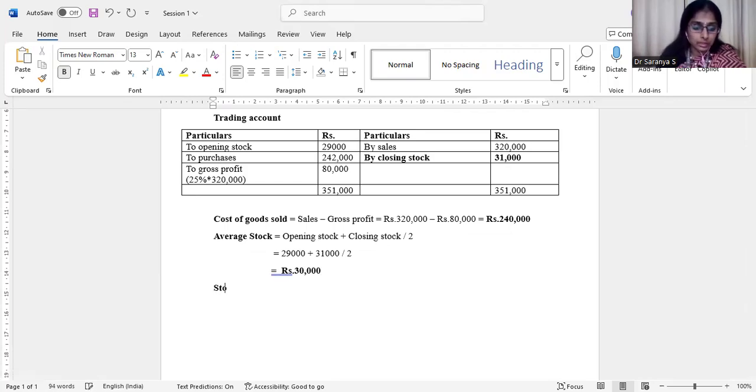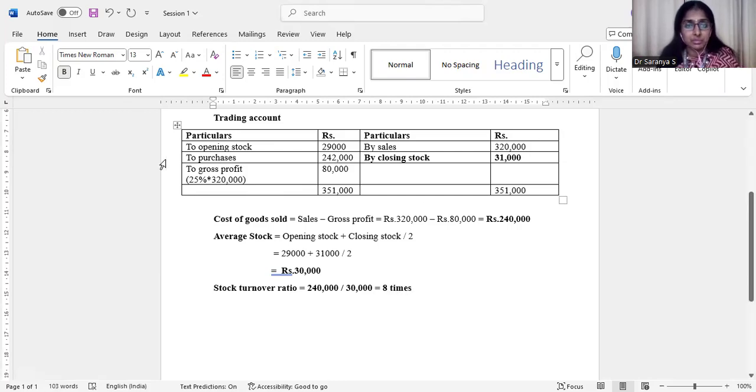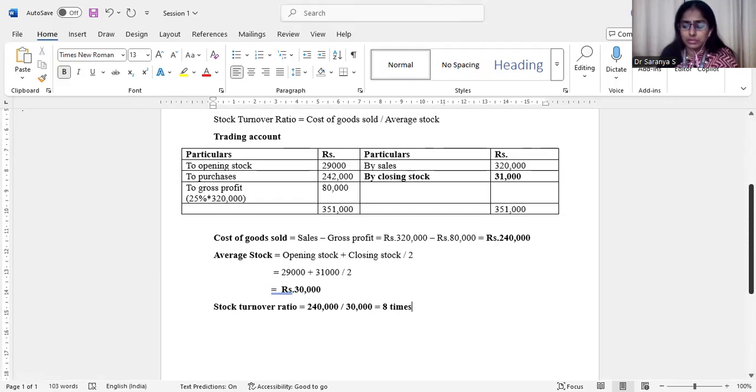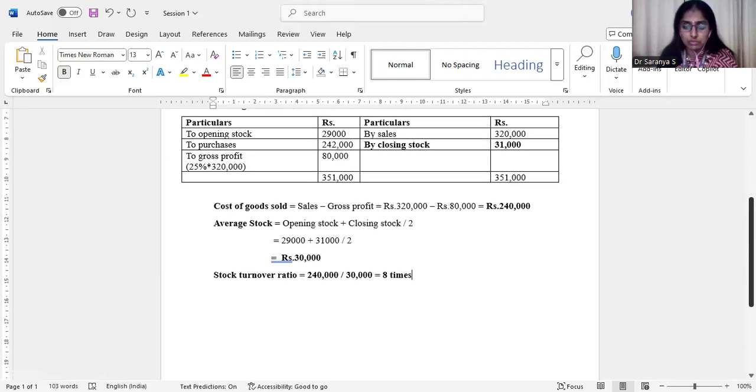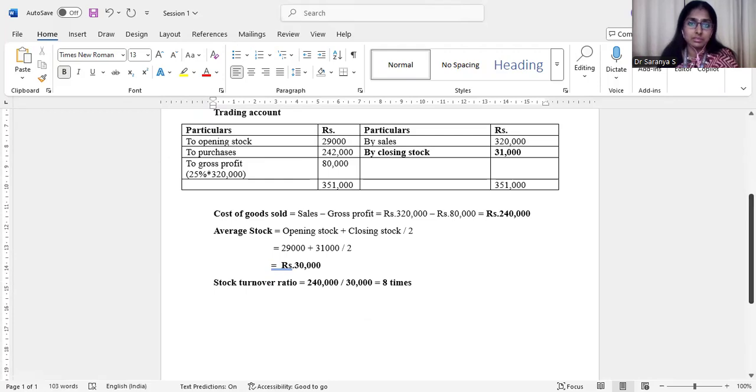Now we will apply both figures in the stock turnover ratio formula: cost of goods sold by average stock. Cost of goods sold is 2,40,000 divided by average stock of 30,000. So 2,40,000 by 30,000 is 8. Always express the turnover ratio in times. So the stock turnover ratio is 8 times. If we got 7, then 7 times, 3 then 3 times, like that.